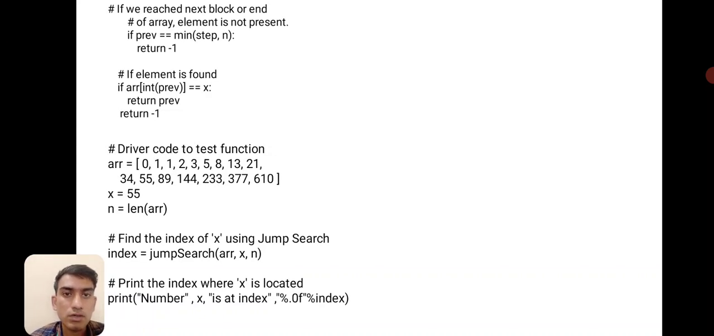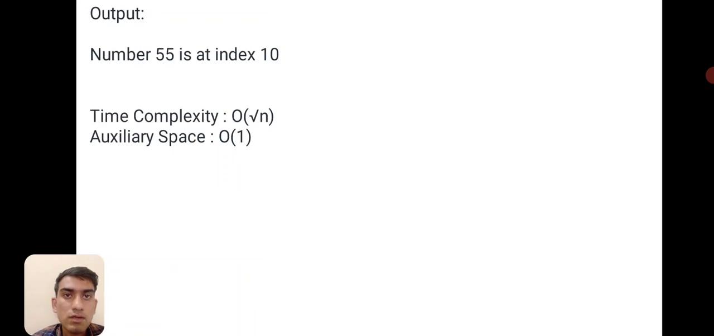So the driver code to test the function: we have taken a sorted array like 0, 1, 1, 2, 3, 5, 8, 13, 21, 34, 55, 89, 144, etc. So we have to find the element x equal to 55. First we'll take n equal to length of array. Now index is equal to jump search of array comma x, and print that number x is at index, index.